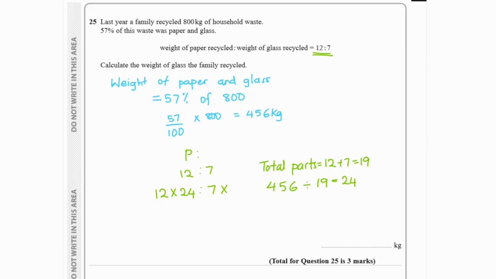And the glass was 7 parts, so we would have to do 7 times 24. And we are interested just in the weight of the glass recycled. So if we do 7 times 24, that gives us 168 kilograms.